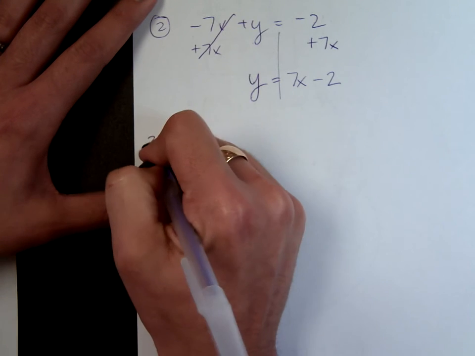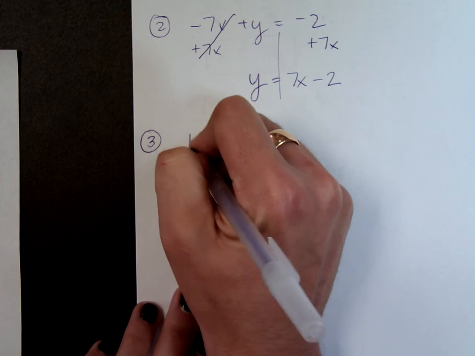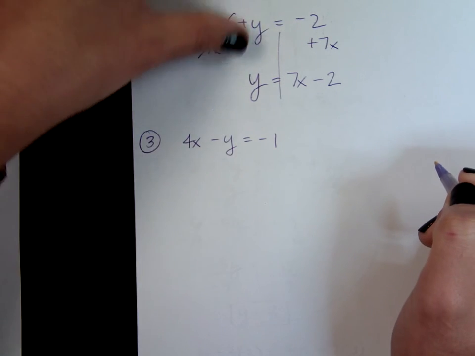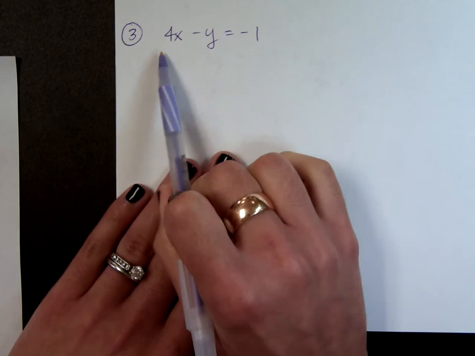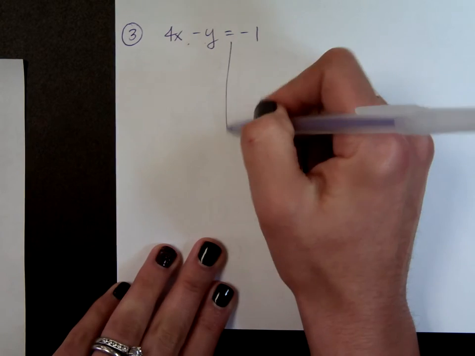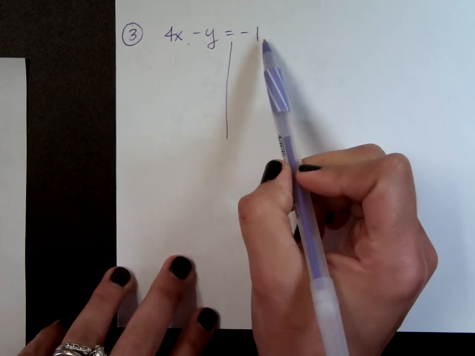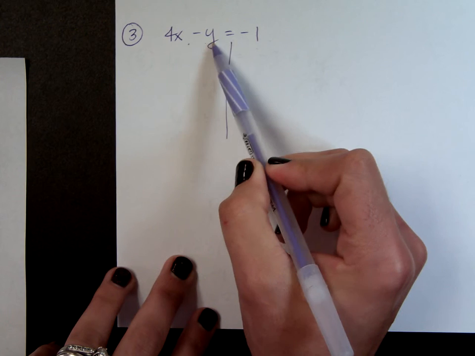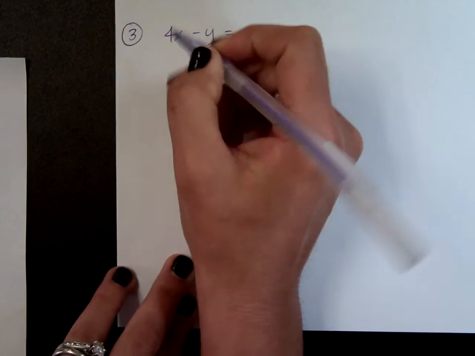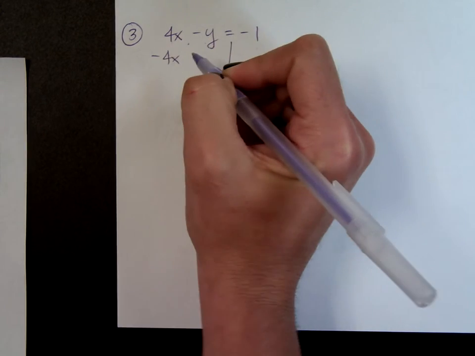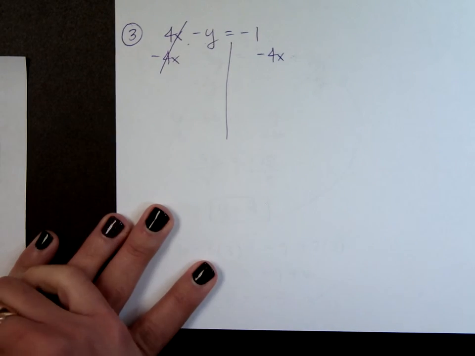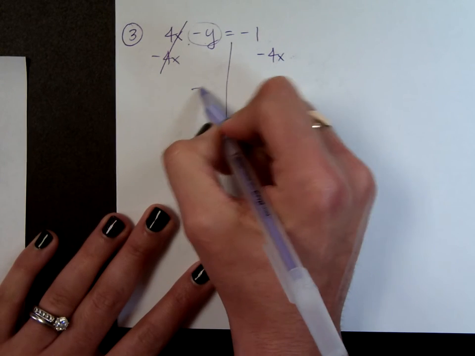Okay, we'll do one more. Number 3 says 4x minus y equals negative 1. Okay, again, my 1 is in the right place, my y is in the right place. That x needs to go all the way to the other side of the equal sign. So I have positive 4x, so I'm going to subtract that over. Canceling the 4x. Bring down the negative y.